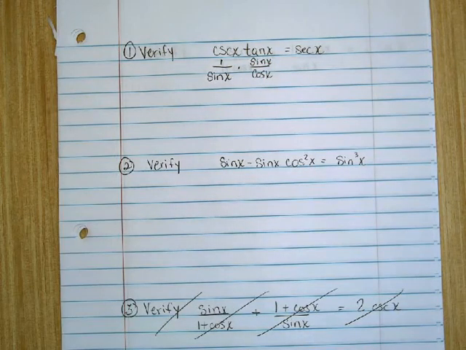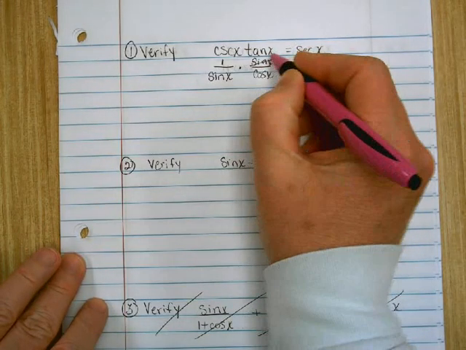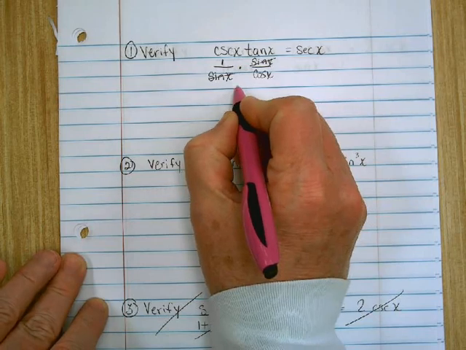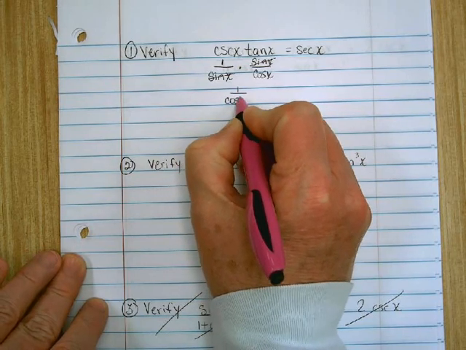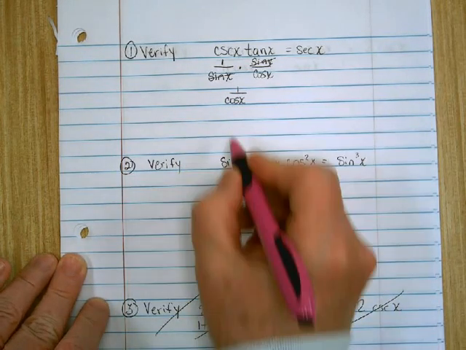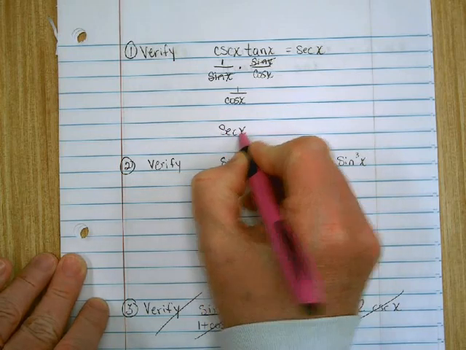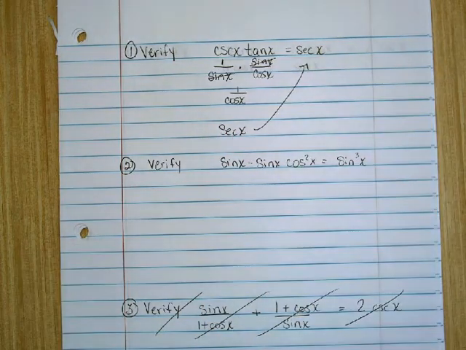Now, we're going to be multiplying these together. I'm going to simplify here. So I'm left with 1 over cosine x, and 1 over cosine x is secant x. So I have verified my first identity.